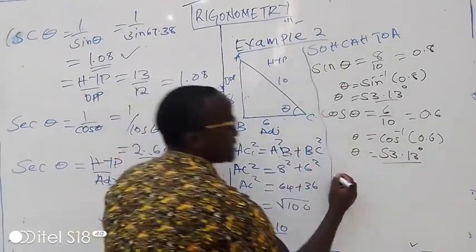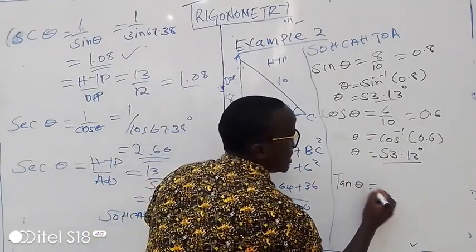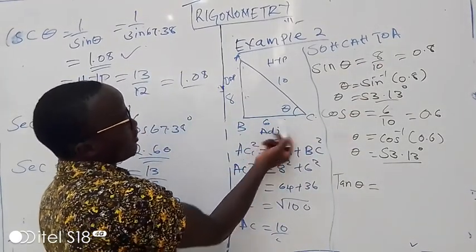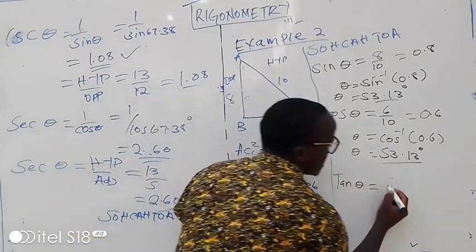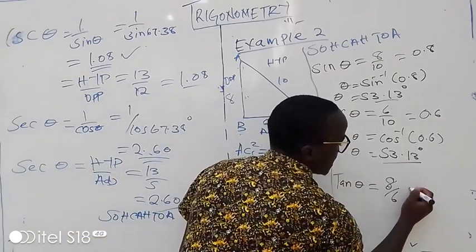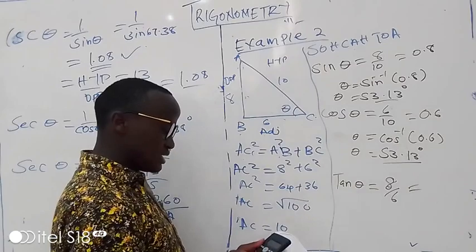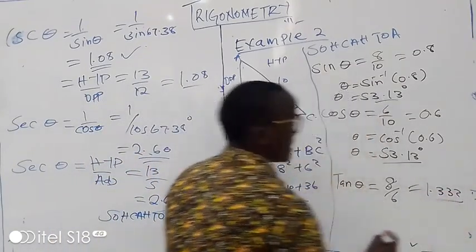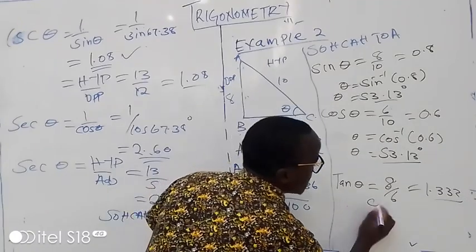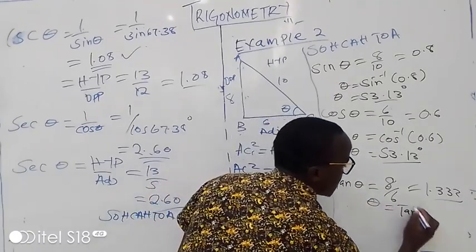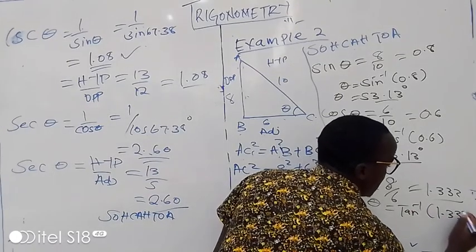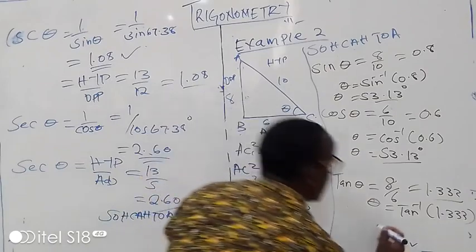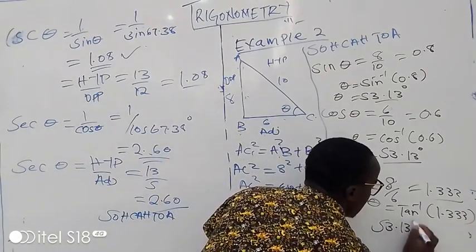Now you need to find tan. Tan theta is equal to opposite over adjacent, where opposite is 8 and adjacent is 6. It is 8 over 6, so you can take 8 divided by 6. It is 1.333 recurring. So theta is equal to tan inverse of 1.333. So take shift tan of the answer, it is 53.13 degrees.